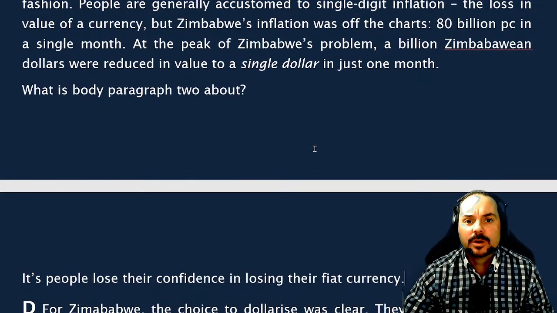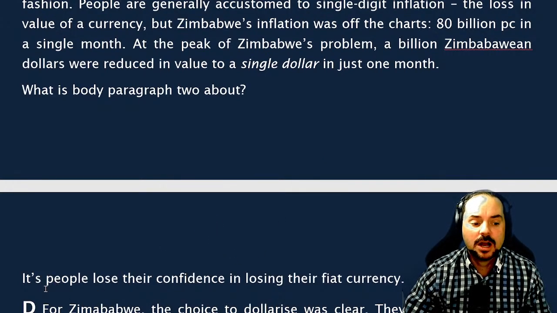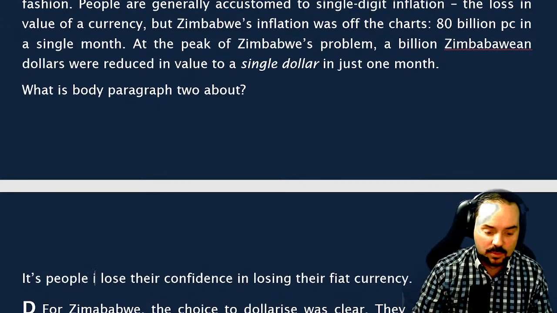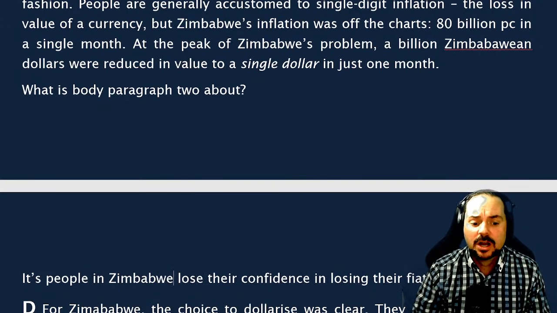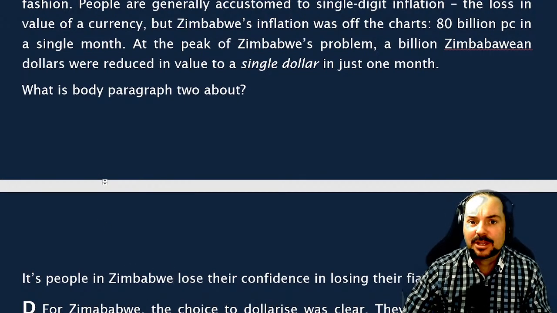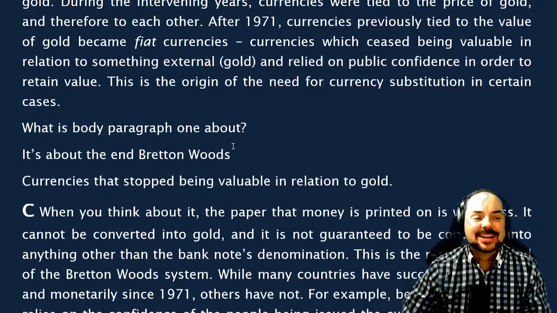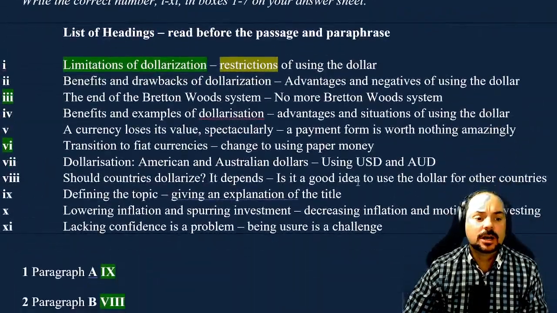Where are the people that are losing their confidence? Zimbabwe. Okay, you have to be specific, right? Because not everybody lost it, right? So it's people in Zimbabwe, right? So you have to be careful because we didn't talk about everybody losing it. That would be, we'd all be in cryptocurrency. Okay, so that's an important point there, right? So let's take a look.